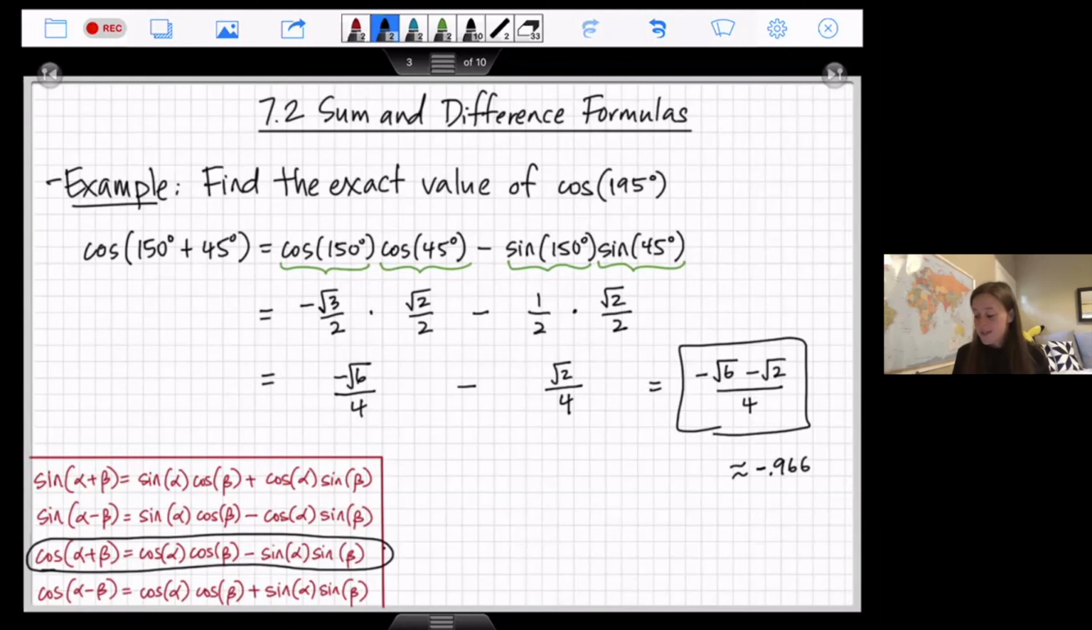All right, so this is not an exact answer. This is not what the problem was looking for, but it is a reassuring thing that we can get the same answer as the calculator gives us for cosine 195.